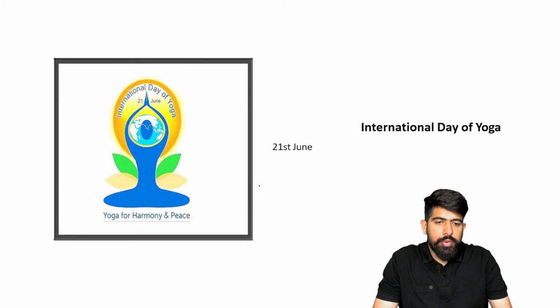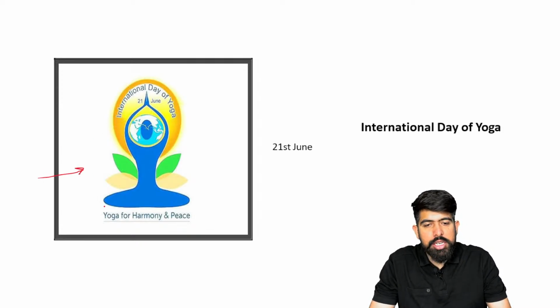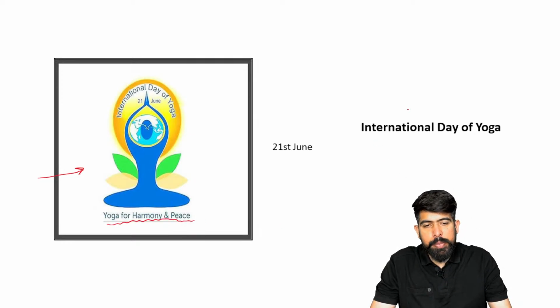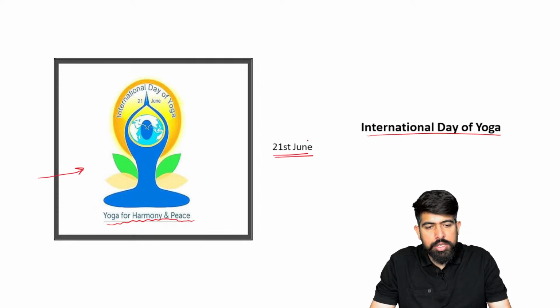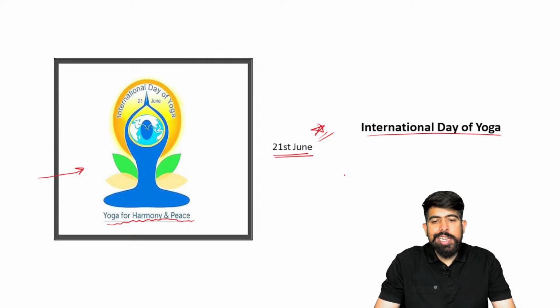Okay, we are moving forward to the next. We have the logo of the National Day of Yoga, which is the yoga of harmony and peace. We celebrate it on the 21st of June, right? Clear? So this is on your 21st of June. This is about the International Day of Yoga.